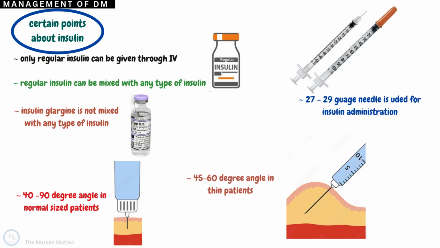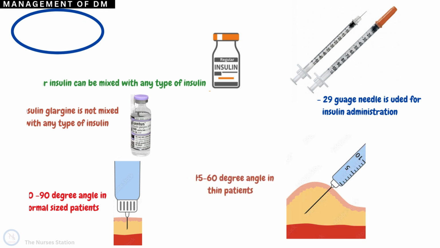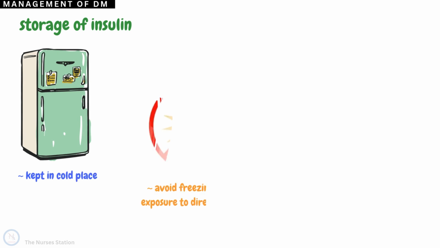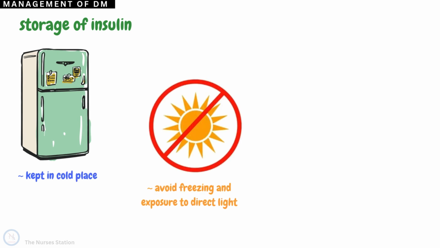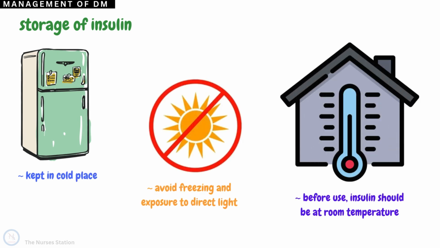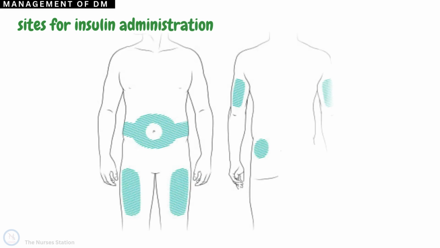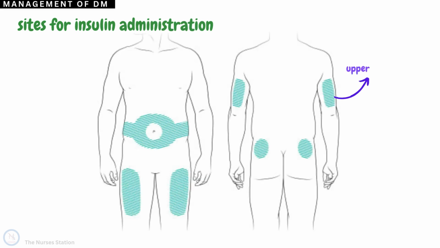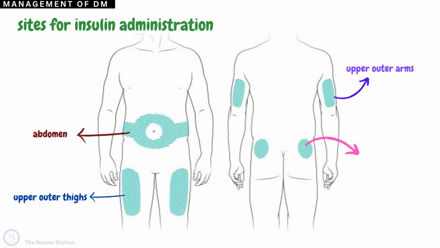in thin clients. Insulin should be kept in a cold place. Avoid freezing and direct exposure to sunlight. Before injection, the insulin should be at room temperature. The sites for the insulin injection include upper outer arms, abdomen, upper outer thighs, and upper buttocks.